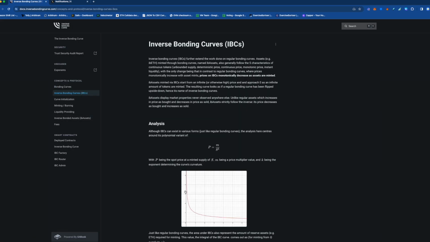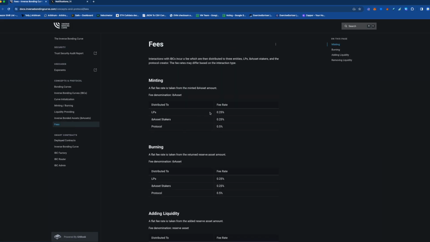But this inverse one is very interesting. The people who are early pay more, and the people who are later pay less. So why would the person come early, then? The idea here is because there are fees. If we go to the fees, every time someone mints, which is another way of saying buying from the bonding curve, in this case, based on these settings, they pay 1%. And 1/4 of that 1% goes to the people who LP, and 1/4 goes to the people who stake. So you have two choices.